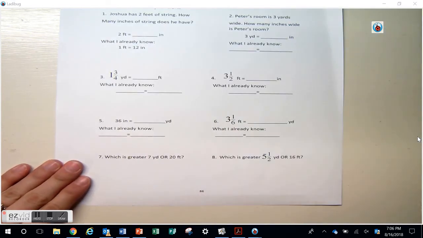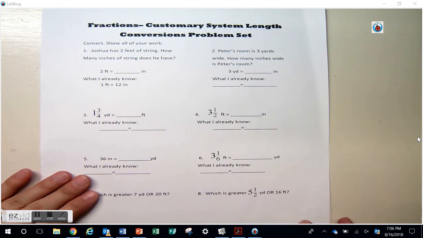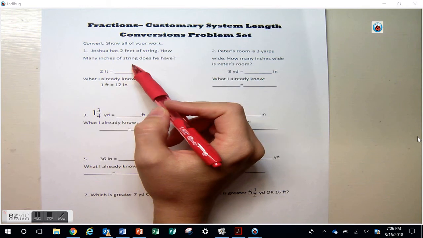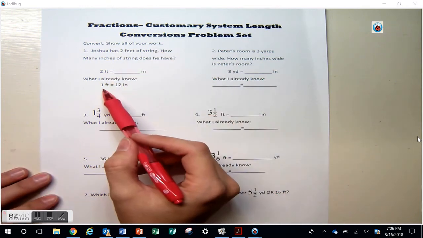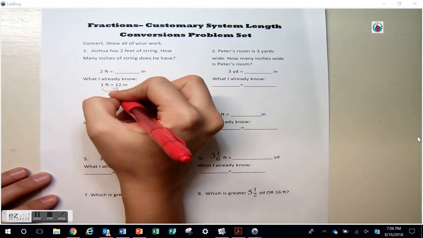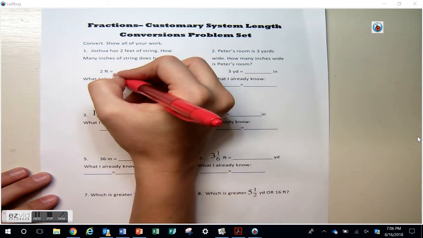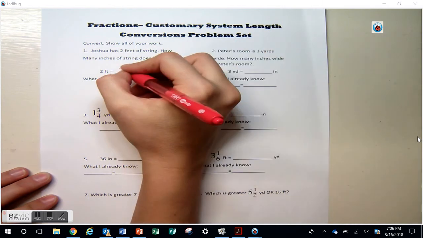For those of you who want the extra help, let's go ahead and look at the problem set. Joshua has 2 feet of string. How many inches of string does he have? It's 2 feet of string. I already know 1 foot equals 12 inches. So anytime I go from feet to inches, I multiply by 12. So here, I'm going to multiply by 12. 2 times 12 is 24. 24 is my answer.